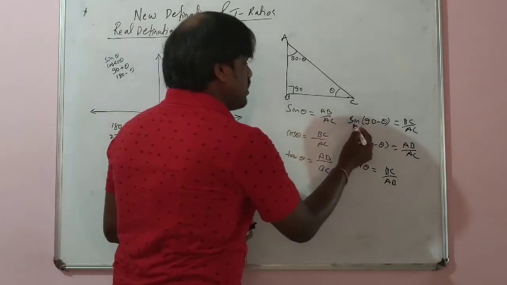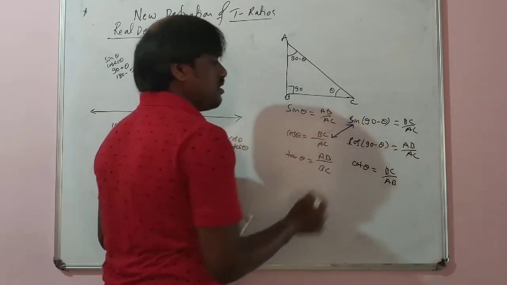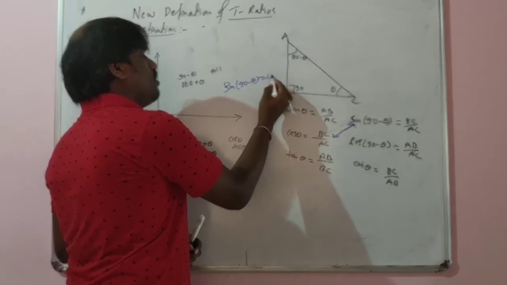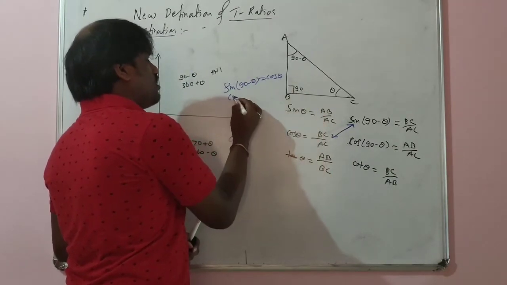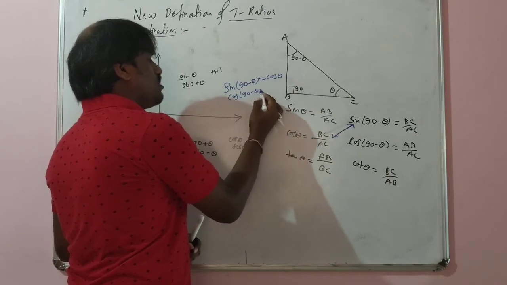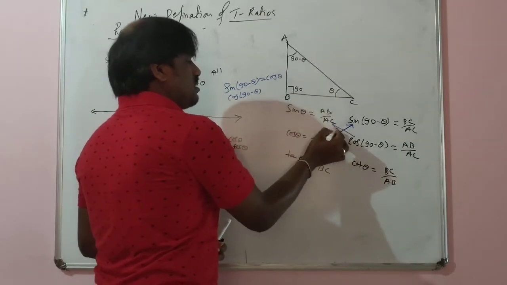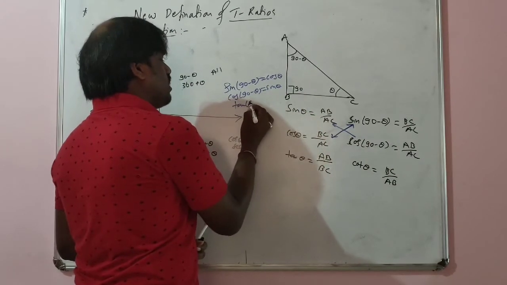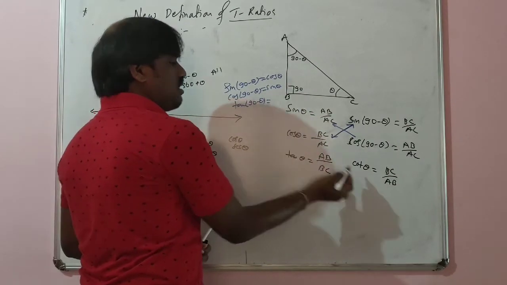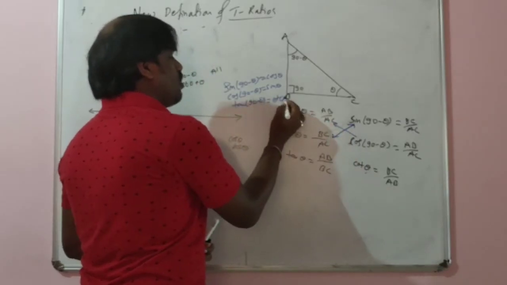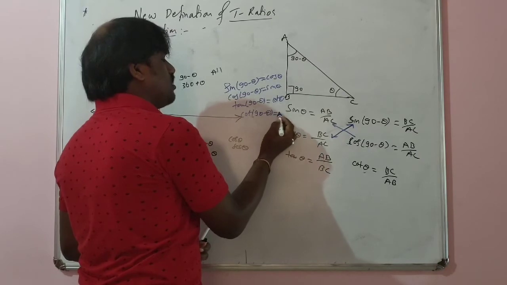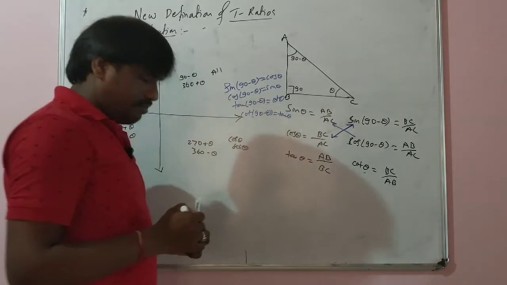So what you understand is sine 90 minus theta is cos theta, and cos 90 minus theta is what? Cos 90 minus theta is sin theta. Okay, or tan 90 minus theta will be what? Tan 90 minus theta will be cot theta. Cot 90 minus theta will be what? Tan theta. So this is the reduction, you have to know it. This is a very simple one.